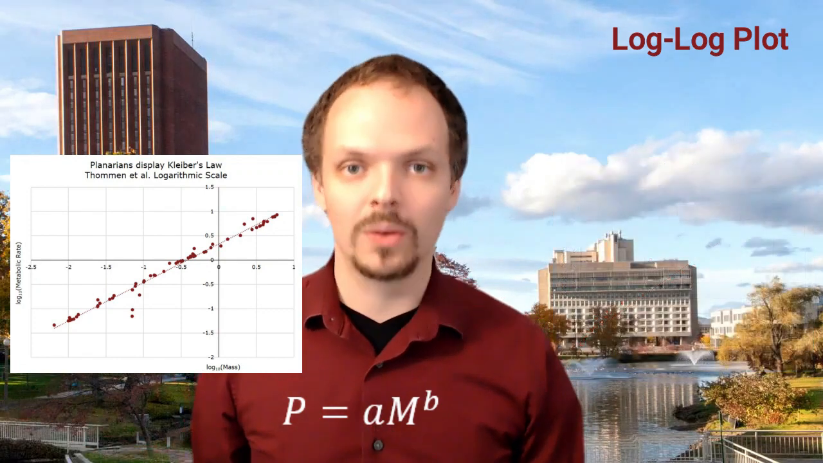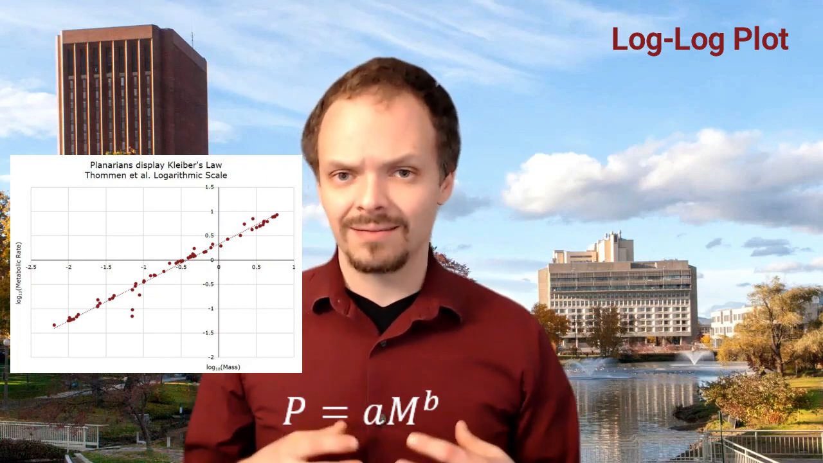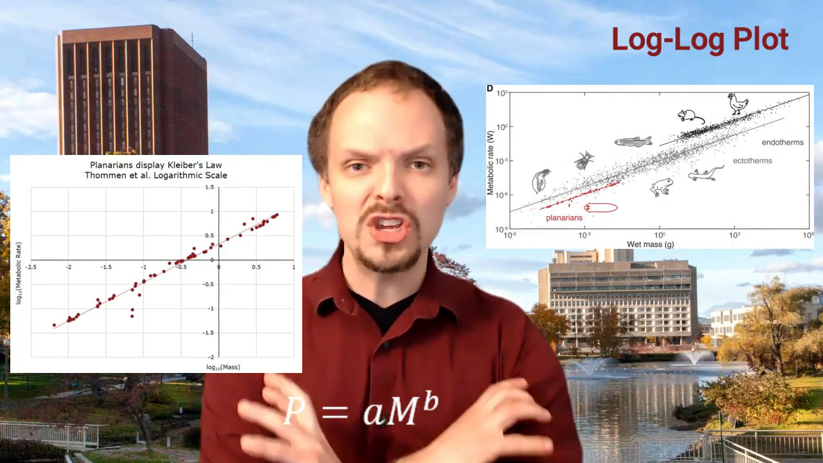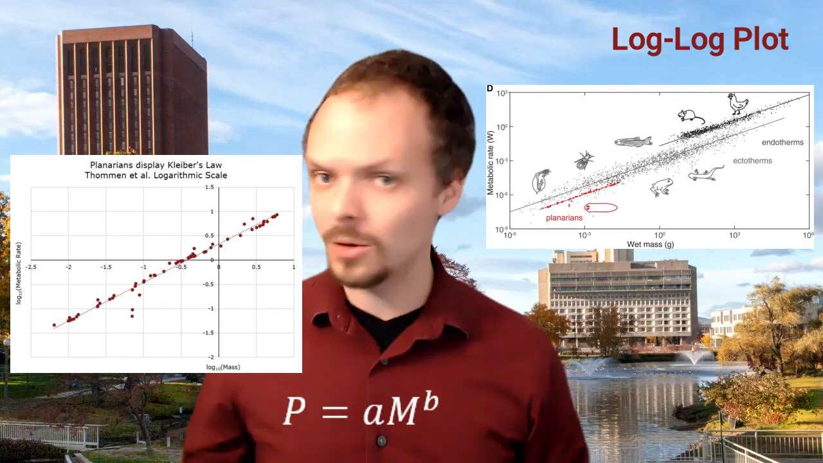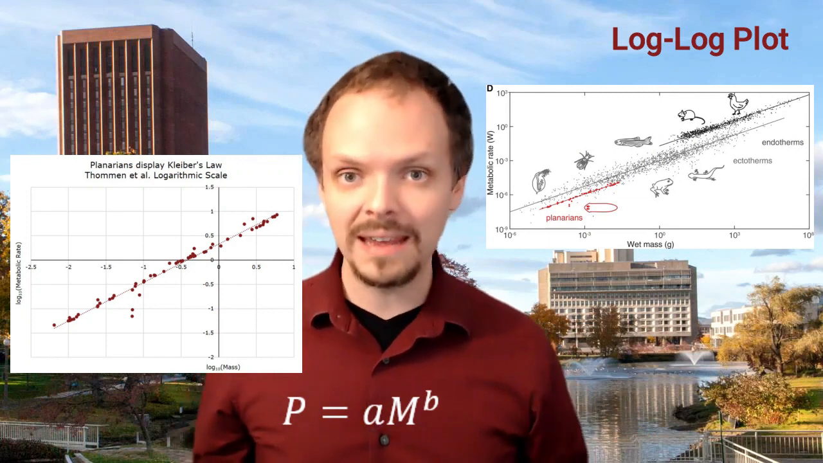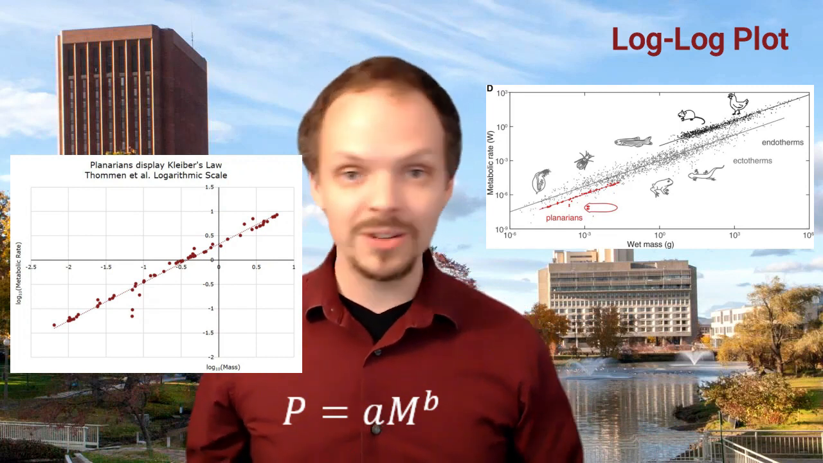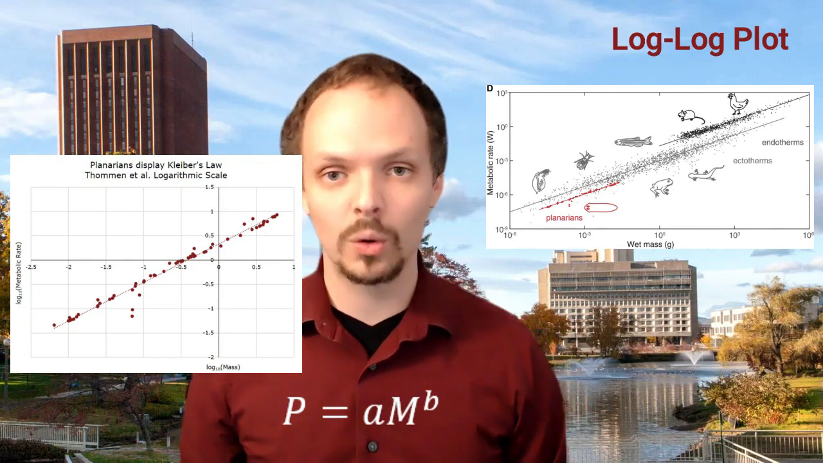Now it turns out that, for reasons we don't fully understand, b is basically 0.75 over a huge range of species. From basically bacteria to humans, the power b in Kleiber's law is 0.75. I personally think that this is really interesting and kind of cool. There are a lot of different explanations for it.